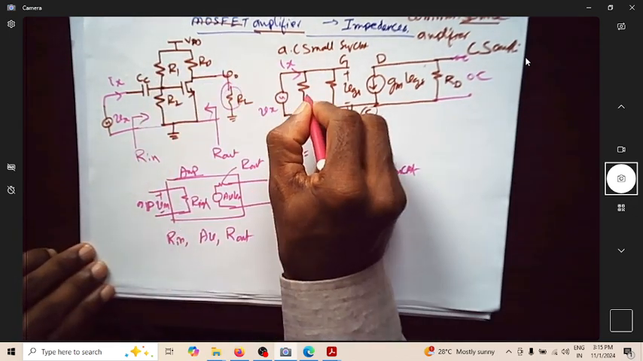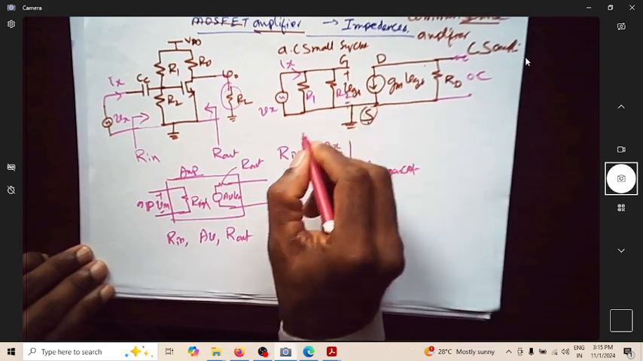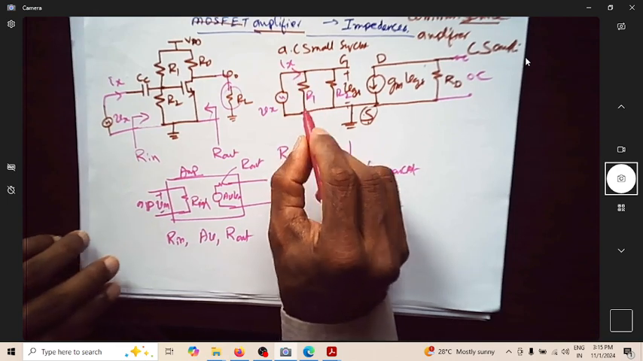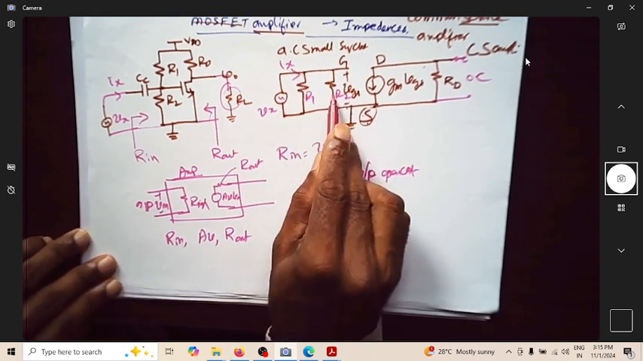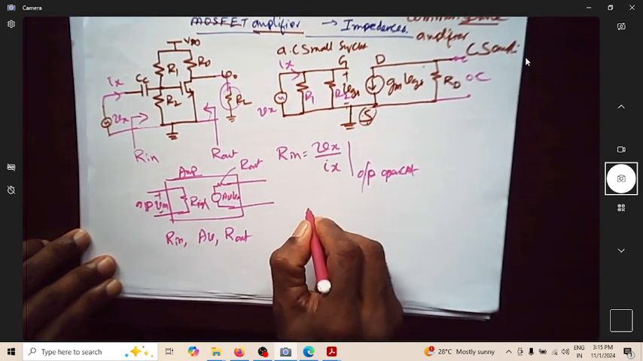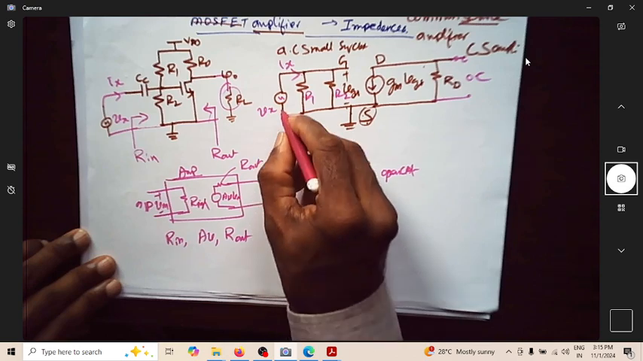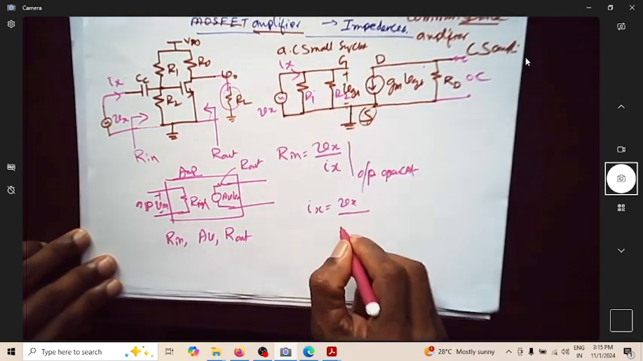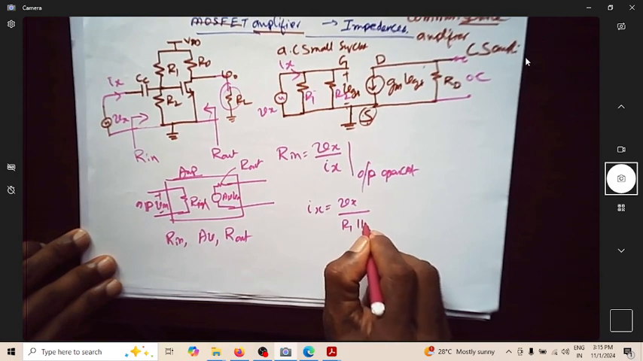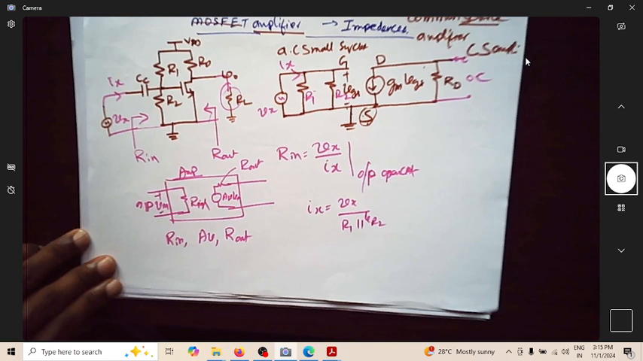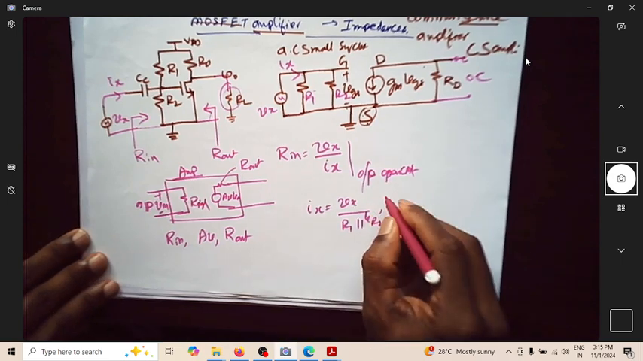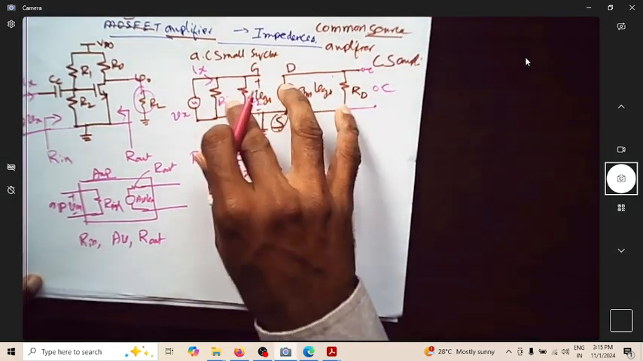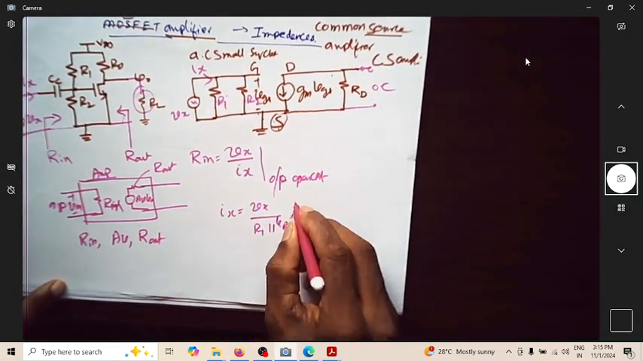So what is this? This is actually R1, R2. I want to find what Ix is. So what is Ix over here? Can you see this R1, R2 are in parallel? So shall I say now Ix is equal to Vx, the voltage that is applied, divided by the resistance you have. This is actually R1 parallel with R2. Suppose if you rewrite this expression, and of course this is open circuited. You can see this is open circuited.